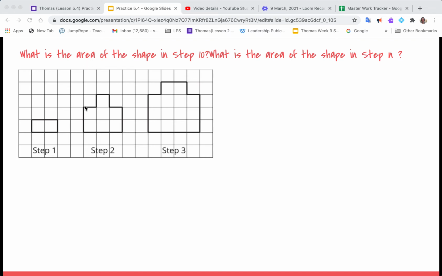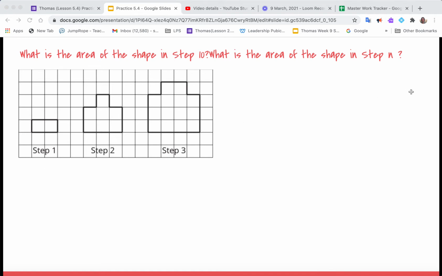Okay, so for all the questions in this, we are going to one, determine the type of growth pattern we're seeing. Two, calculate the area of the shape in step 10, and then write an expression that will give us the area of the shape in step n.